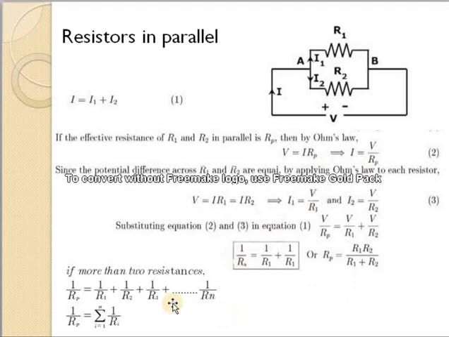If we have more than two resistances, then 1 by Rp is equal to 1 by R1 plus 1 by R2 plus 1 by R3 and so on up to 1 by Rn. That is, the reciprocal of the effective resistance in a parallel combination is equal to the sum of the reciprocals of the individual resistances.